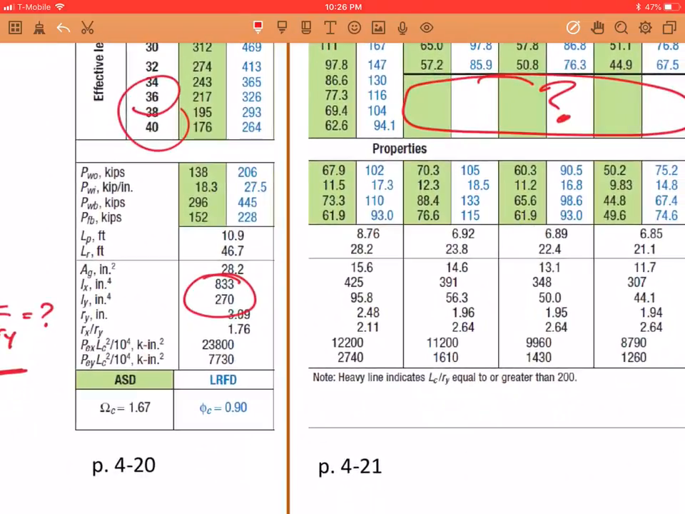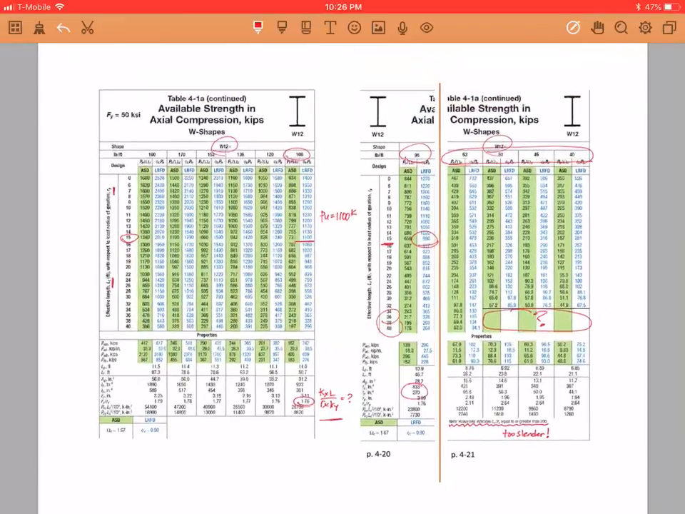Well, that has to do with this footnote here, which notes that the heavy line indicates that LC over RY is equal to or greater than 200, which means that the shape is too slender to be an effective compression member. And so therefore AISC doesn't even give us any values, because in the specification it says that we should stick with compression members that have slenderness less than 200 for our designs.